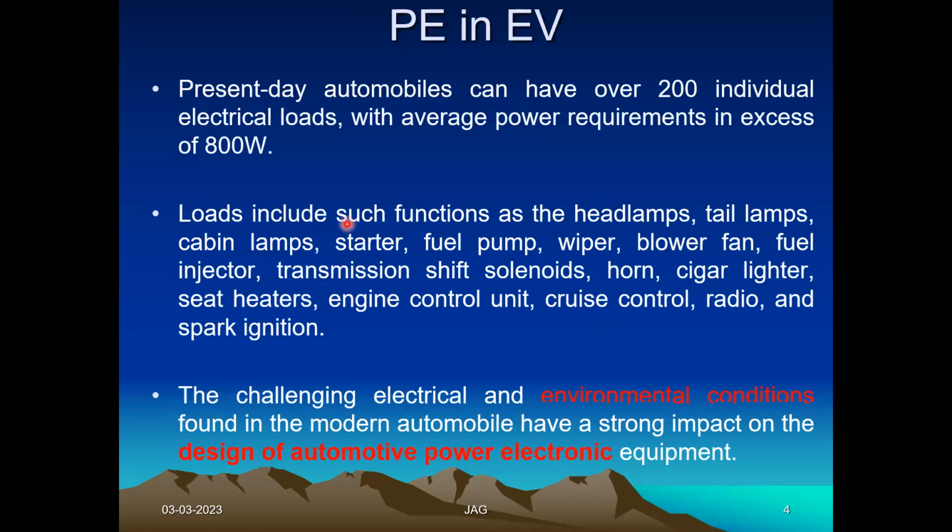Okay, so in present day automobiles, you can see over 200 individual electrical loads. Can you imagine that? So that is why power electronics is deployed in a huge way in an electric vehicle. So some examples are listed here. Headlamps need some level of voltage, some magnitude of DC voltage.